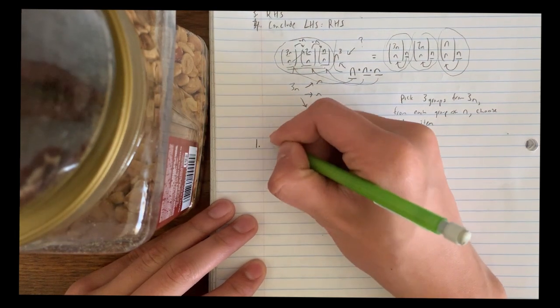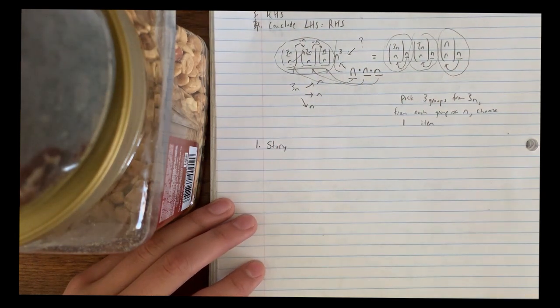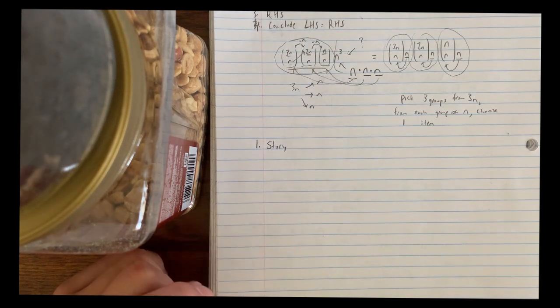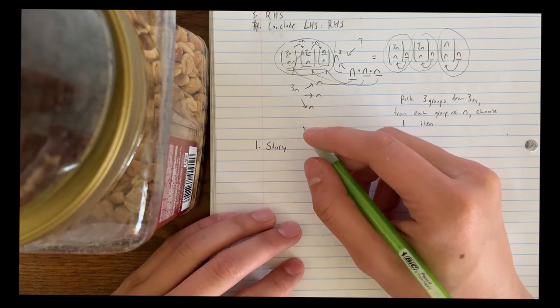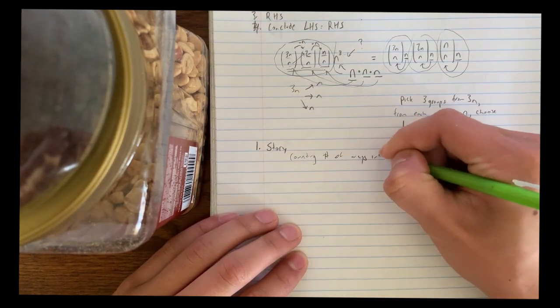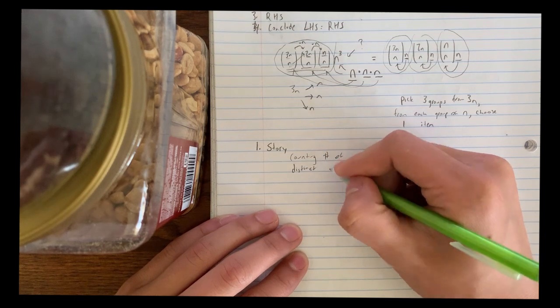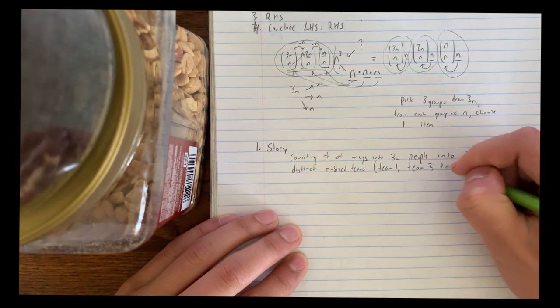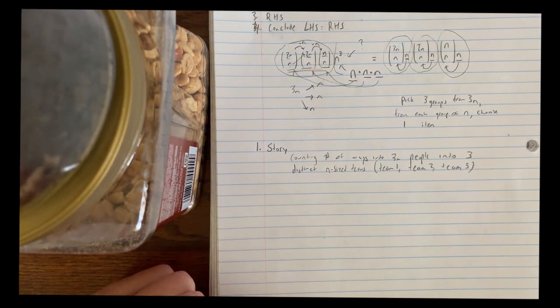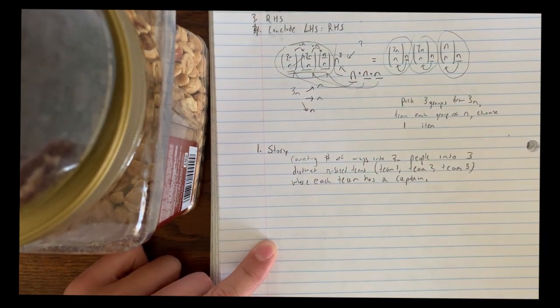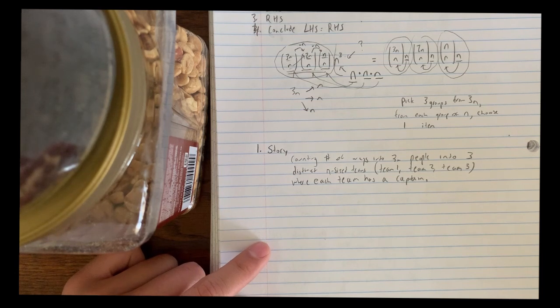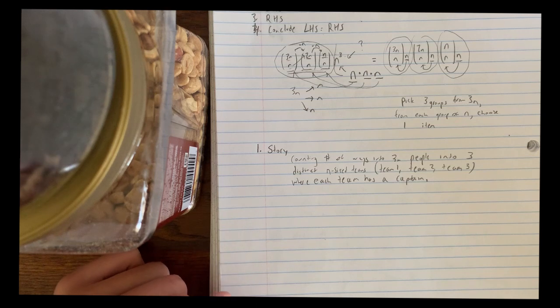So 1, story. Since we're breaking things up into groups, my go-to combinatorial proof story is talking about sports teams. So translating what we analyzed earlier into the story, let's write: the story is counting the number of ways to divide 3n people into 3 distinct teams, team 1, team 2, team 3, of n people each, where each team has one captain. And there we go. That's our story, which we got from analyzing the left-hand side of the equation. And since we derived our story from the left-hand side, this next step is really easy.